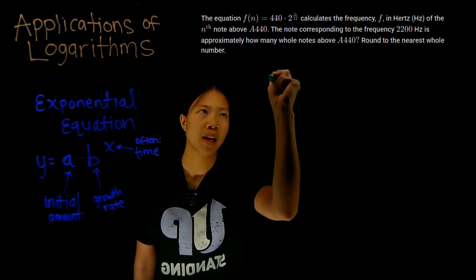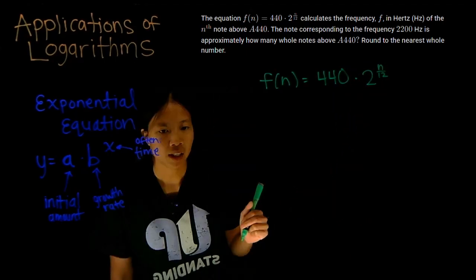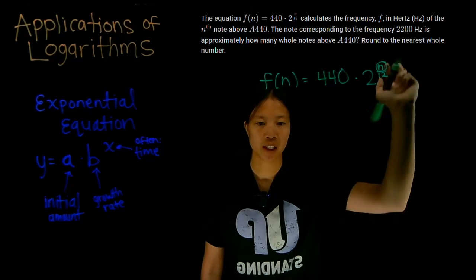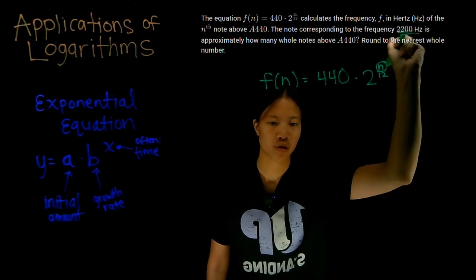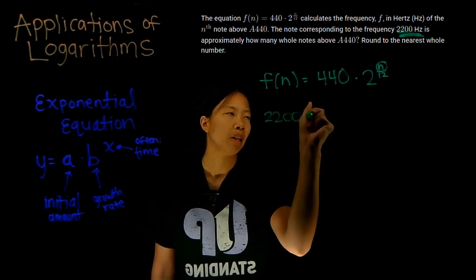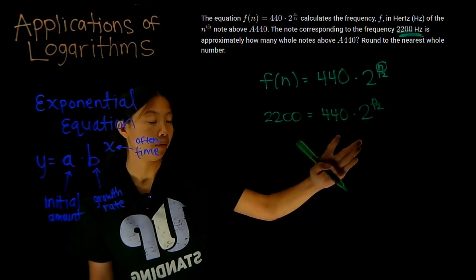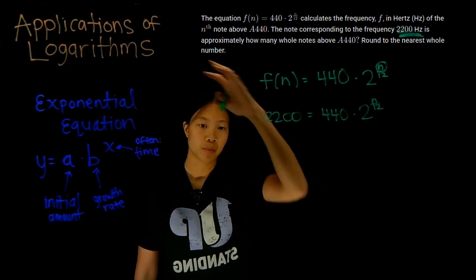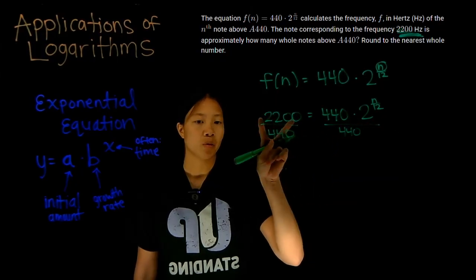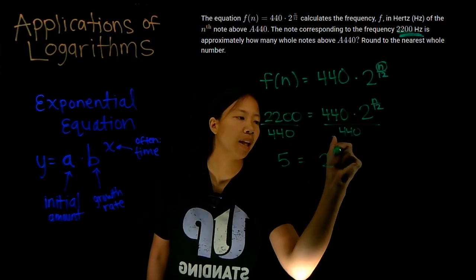So let's take our equation, f of n equals 440 times 2 to the n over 12. This wants us to figure out how many whole notes above a 440 is the frequency 2200. So 2200 hertz replaces our frequency. So I'm going to say 2200 equals 440 times 2 to the n over 12. And we know how to solve exponential equations when we use logarithms. So let's get this base and exponent by itself by dividing out 440 on both sides. I have 2200 divided by 440. That gives us 5. So 5 equals 2 to the n over 12.